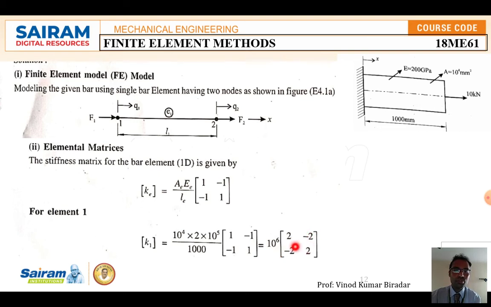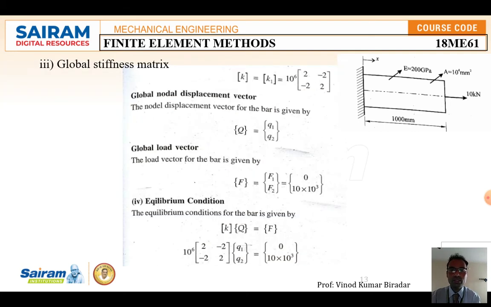If you fold this, minus 2 minus 2. Okay, so since the condition is satisfied, then go for the next, that is the global stiffness matrix. In the global stiffness matrix, since only one element is there, it is the same as it is, that is K1 is equal to K, that is 10 to the power of 6, 2 minus 2 minus 2 2.